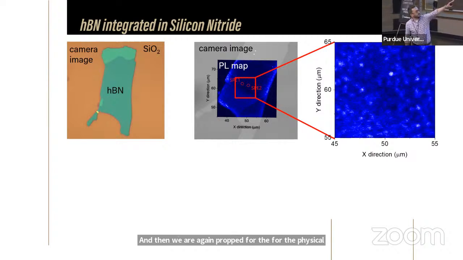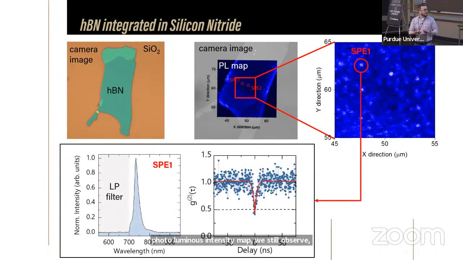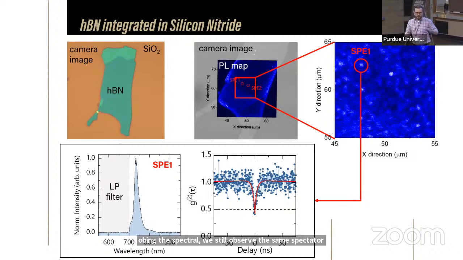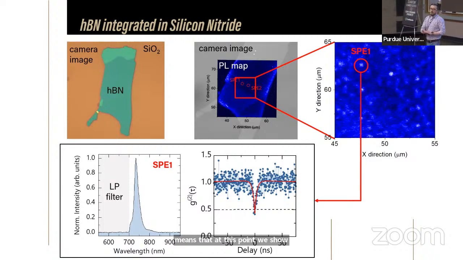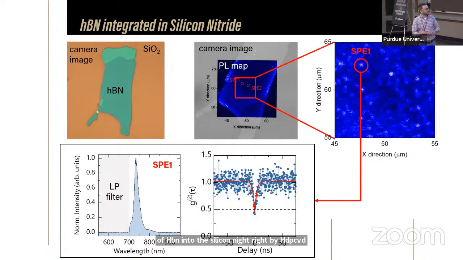And as you can see from the photoluminescence intensity map, we still observe isolated emitters, and by performing second order autocorrelation measurements, we can confirm that they are single photon emitters. Probing the spectrum, we still observe the same spectra that we would expect from this type of defects in hBN. So that means that at this point, we show that the encapsulation of hBN into the silicon nitride by the HDP-CVD growth technique preserves their properties and doesn't change them, and can be used for further fabrication steps.